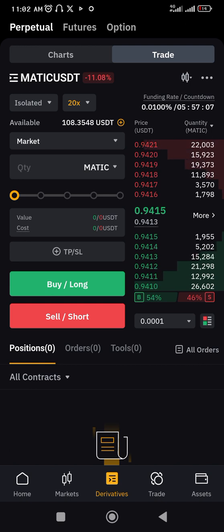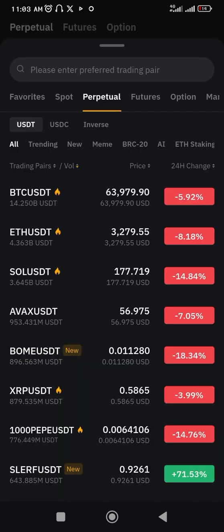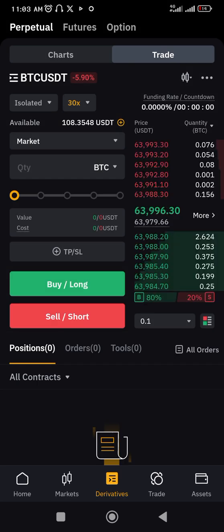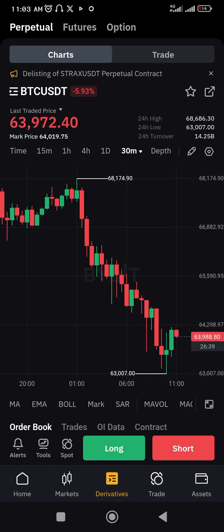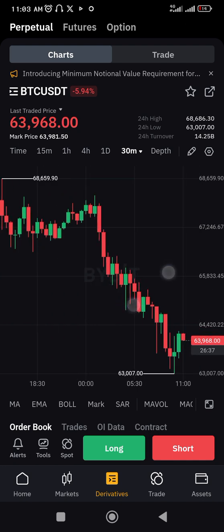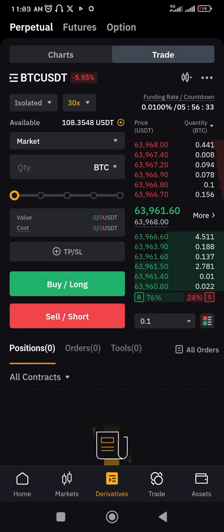If you come to the first section where it says Matic USDT, this is the pair in which you want to trade. Let's assume I want to trade BTC. So I'll click on this Matic USDT and change it to BTC USDT. That simply means I could trade the price of BTC. If the price is going up, I could trade it to make money, and if it's coming down, I can also trade it to make money. So the pair I select is BTC.